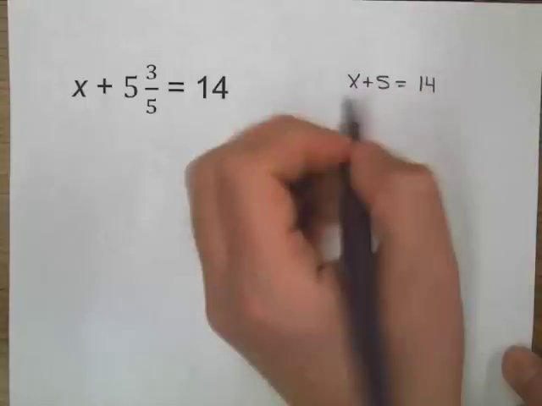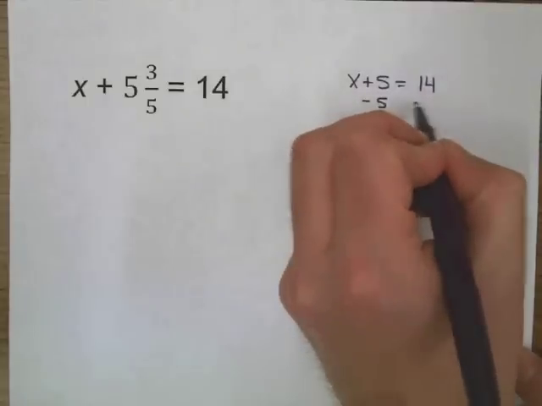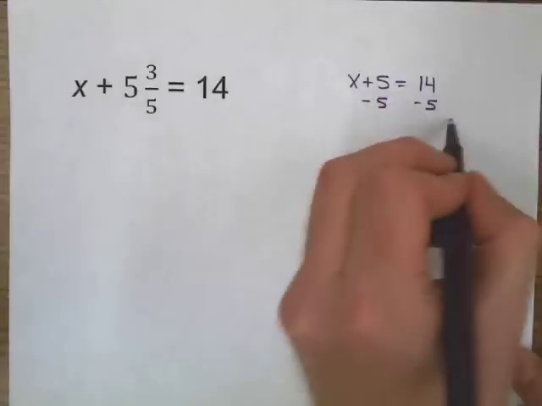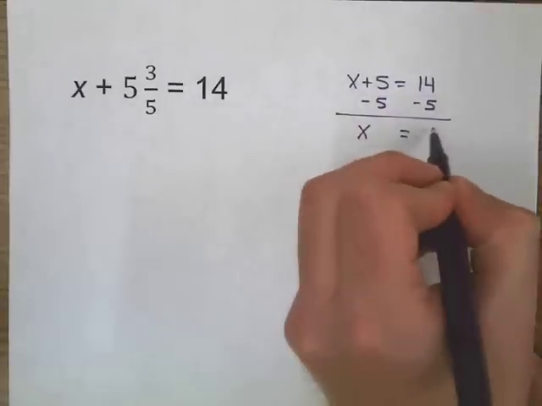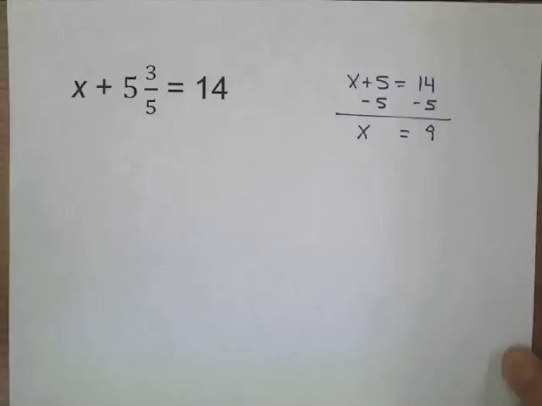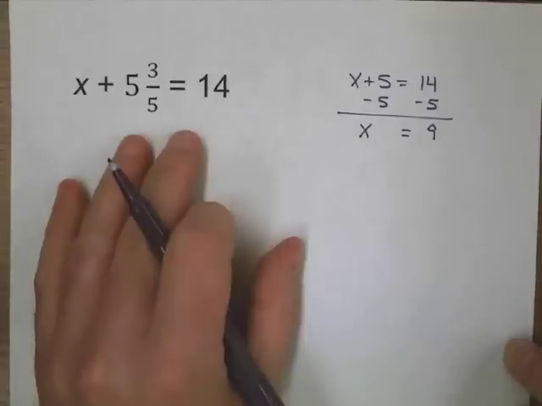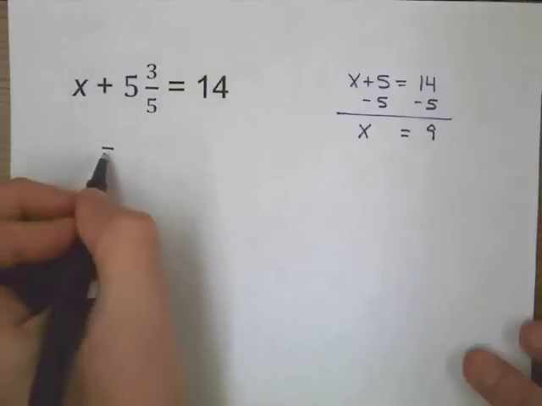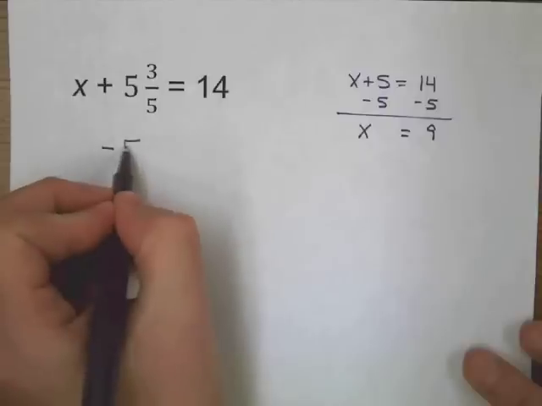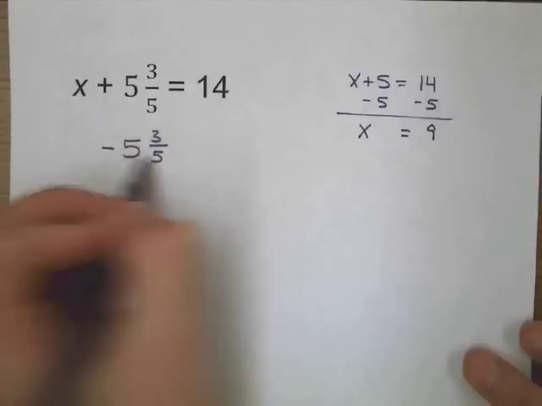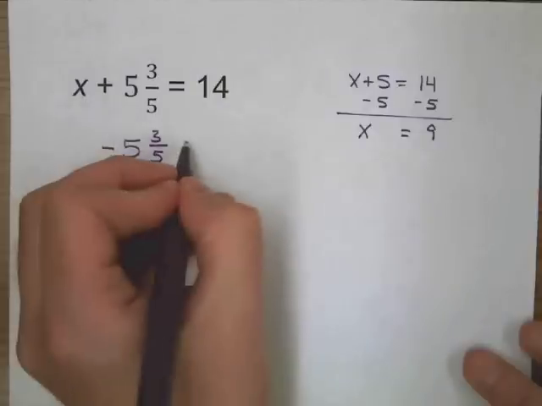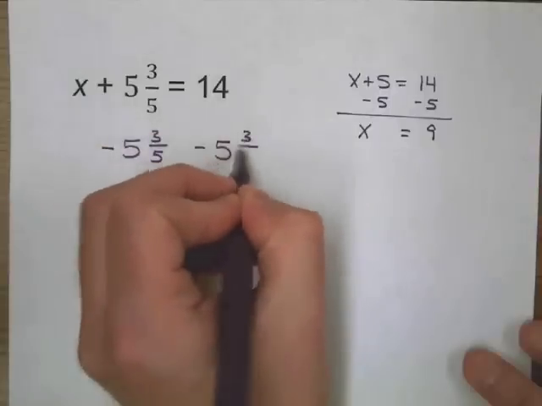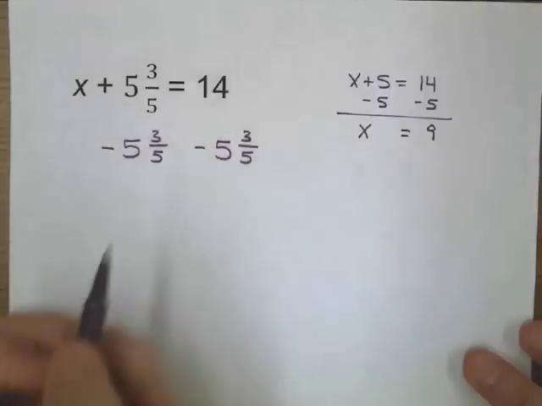If we had x plus 5 equaling 14, we would know that we would need to do the inverse operation. So we would subtract 5 from both sides. We would end up with x equaling 9. We do the same thing with this problem here. We're going to do the inverse operation, and the inverse of addition is subtraction. So we're going to take away 5 3/5 so that we get our x by itself. And since we do it here, we're also going to do it on this side of the equation, since we're going to keep it in balance.